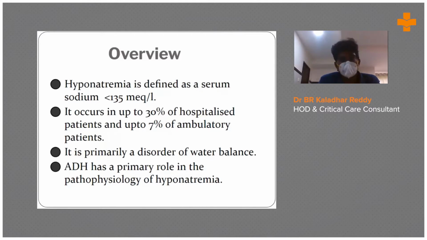So ADH, antidiuretic hormone, has a primary role in the pathophysiology of hyponatremia. As you all know, when ADH is released there can be two problems. One is central diabetes insipidus, because there is a problem with the release of ADH, and the other is nephrogenic diabetes insipidus, which is due to ineffective functioning of ADH in the kidney. ADH has a primary role because it is the one which helps in your water balance.